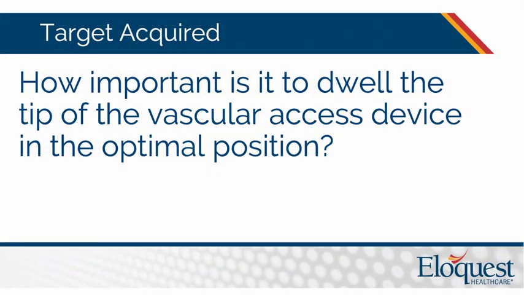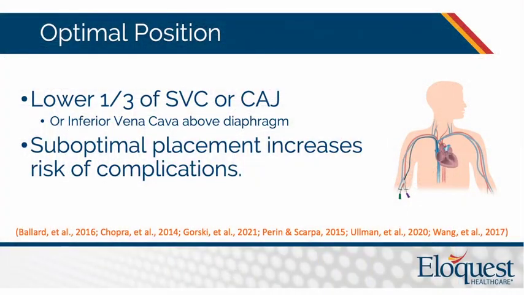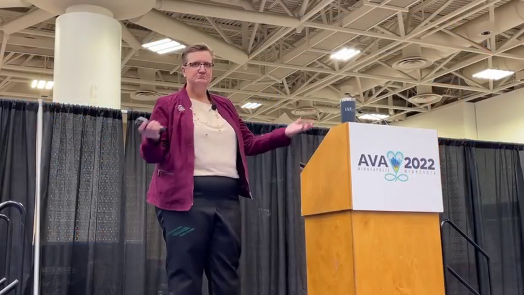So how important is it to dwell the tip of the catheter in the optimal position? I could look over there and see a lot of people who want to help you with that, okay? And there's probably several talks. So we want to get to the lower 1/3 of the SVC, or the CAJ, and if you're coming up from the bottom to the IVC, above the diaphragm. We all agree with that? It's pretty important to get it in the right place, okay? And we know that a suboptimal placement is going to increase risks.